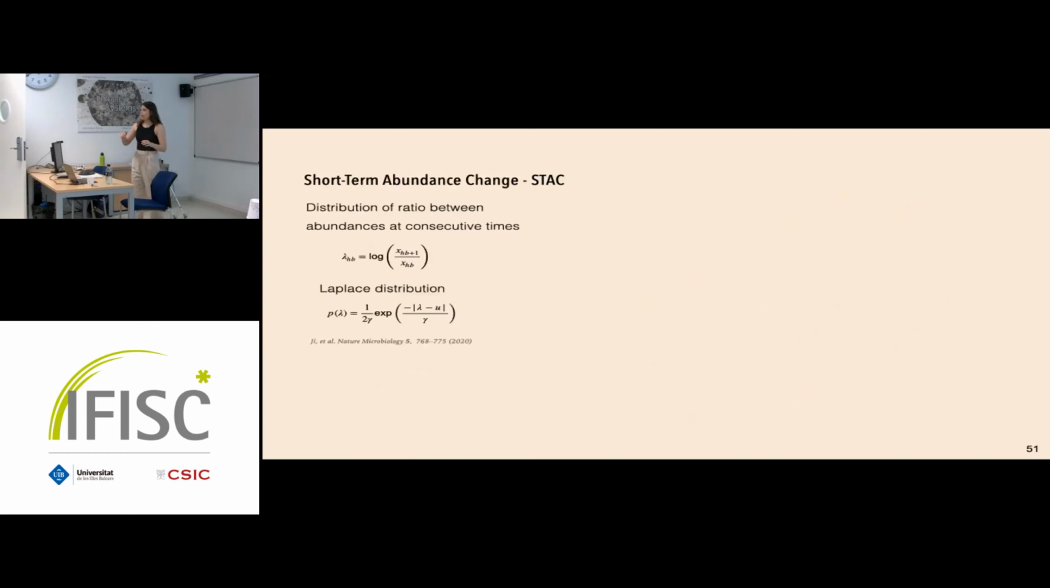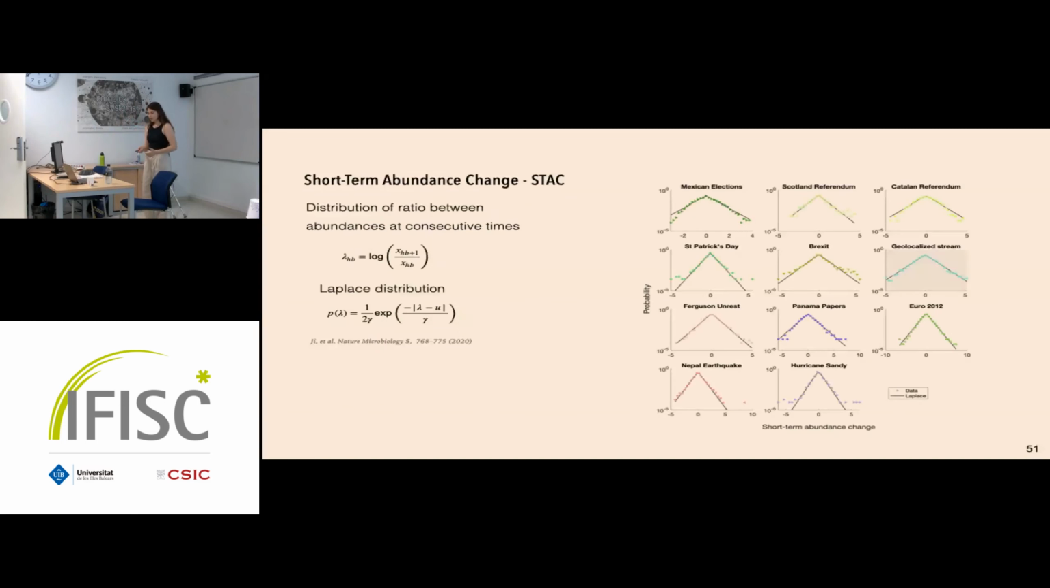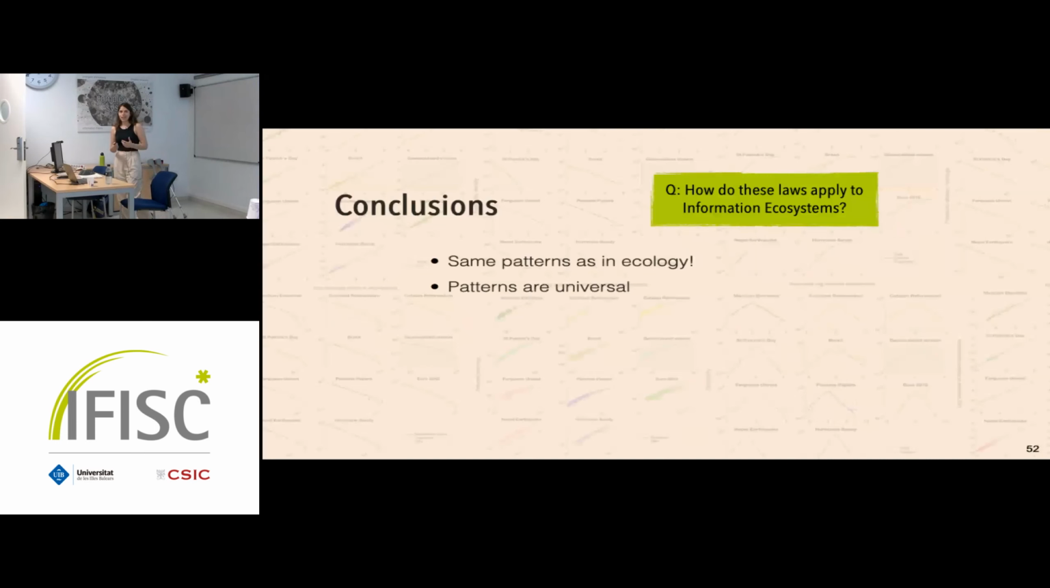And finally, patterns can also be temporal. For example, this is the distribution of relative abundance changes between two times, which is proposed to follow a Laplace distribution. And in our case, our empirical dots also fit this proposed distribution. So the message here is clear.